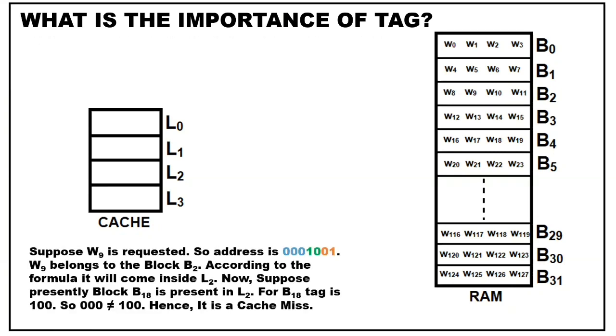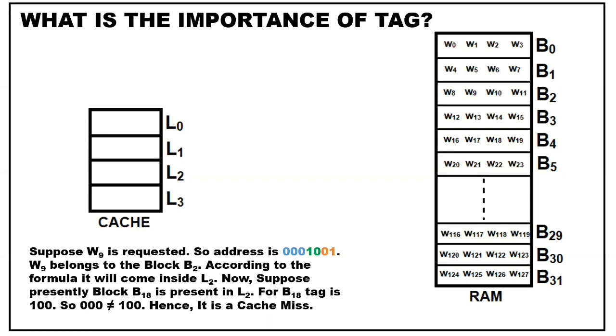Suppose W9 is requested by the processor. We know the address length is 7 bits, so 9 in 7-bit representation is 0001001. W9 belongs to block B2. According to the formula L = K mod N, block B2 will come inside L2. Now suppose block B18 is presently present in L2. You can apply the formula and get the same result for block B18: it will also come inside L2.